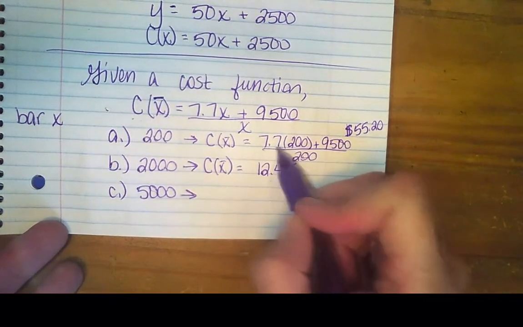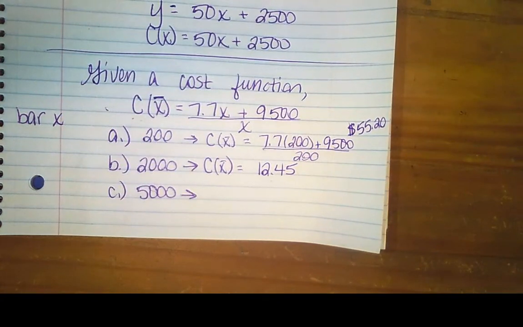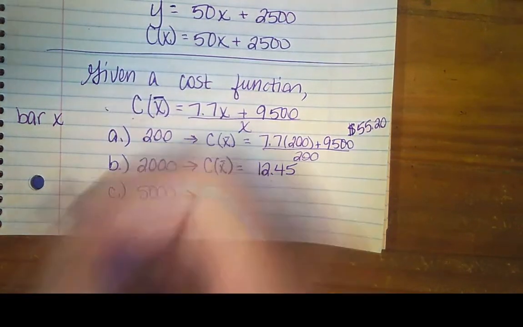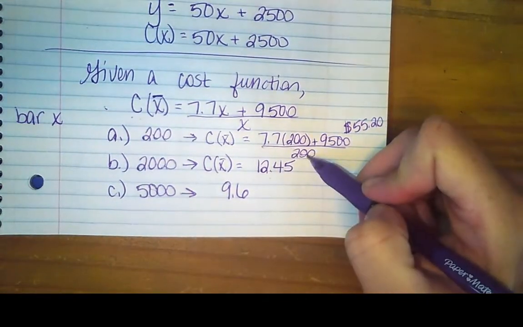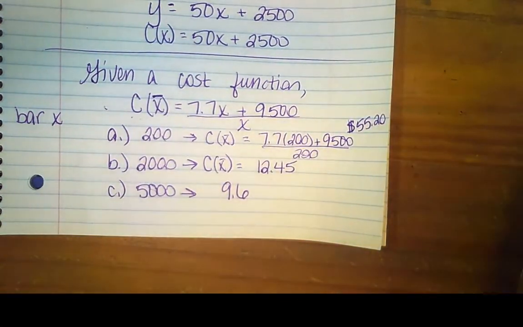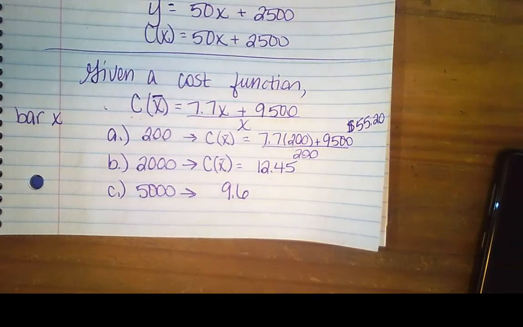So now do the last one. 7.7 times 5,000, and then plus 9,500. Oops, not 95,000. Divided by 5,000 is going to give me 9.6. So I put a 5,000 here and a 5,000 here, and now it's only $9.60 per item to produce. So we'll pick up again in the next video.